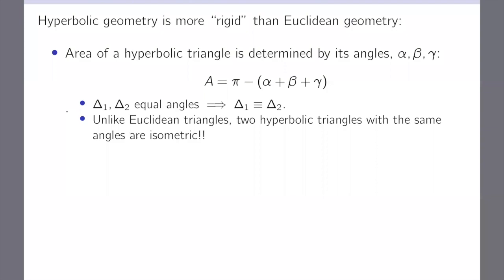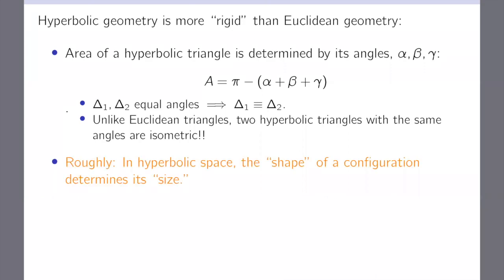And think about how startling that is. If I said to you, think about the 30, 60, 90 triangle, I wouldn't know exactly which 30, 60, 90 triangle you're thinking about. So when you juxtapose this with what's true in the Euclidean case, it's pretty surprising. In other words, in hyperbolic space, you can have this idea that the shape of a configuration determines its size. So if I know the angles of a triangle, I know the triangle.